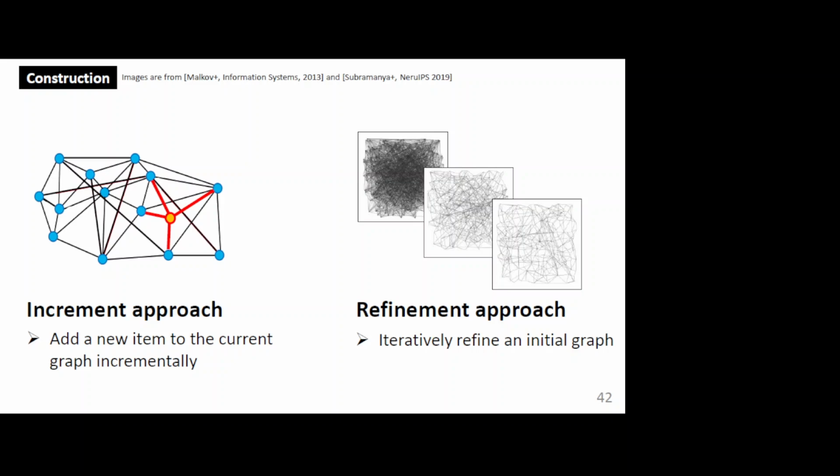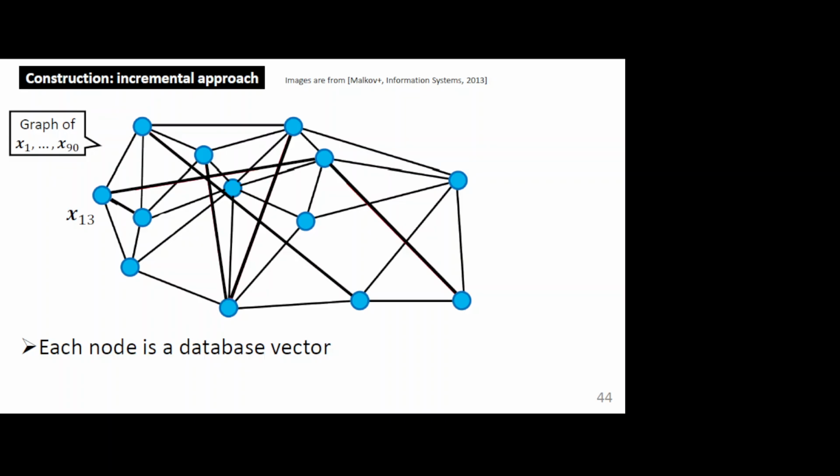So let's first consider how to construct such a graph structure. Here there are two different approaches. The first is the incremental approach, and the second is the refinement approach. In the incremental approach, we add new items, new vectors, one by one. Each time you add a new vector, you find its nearest neighbors and then build the connections, the edges, between them. So it's called an incremental approach.